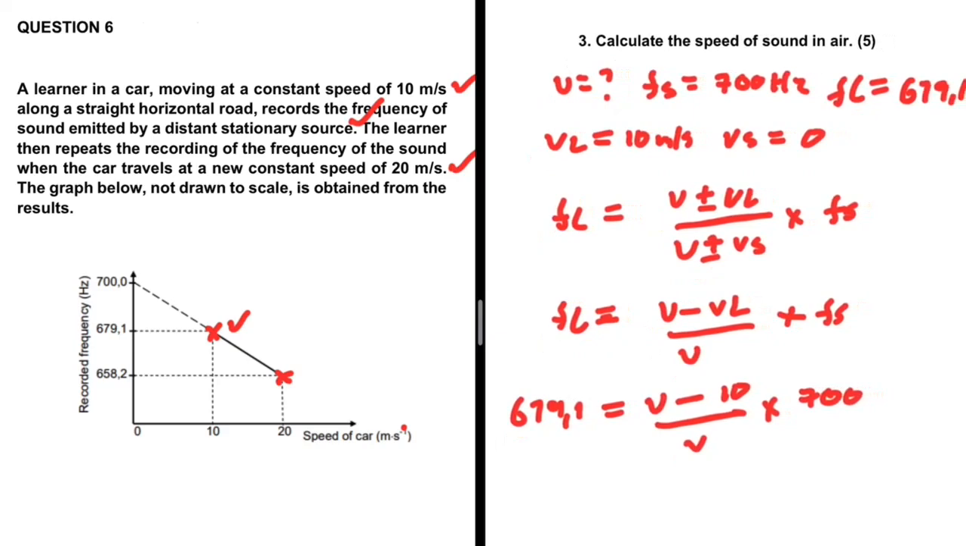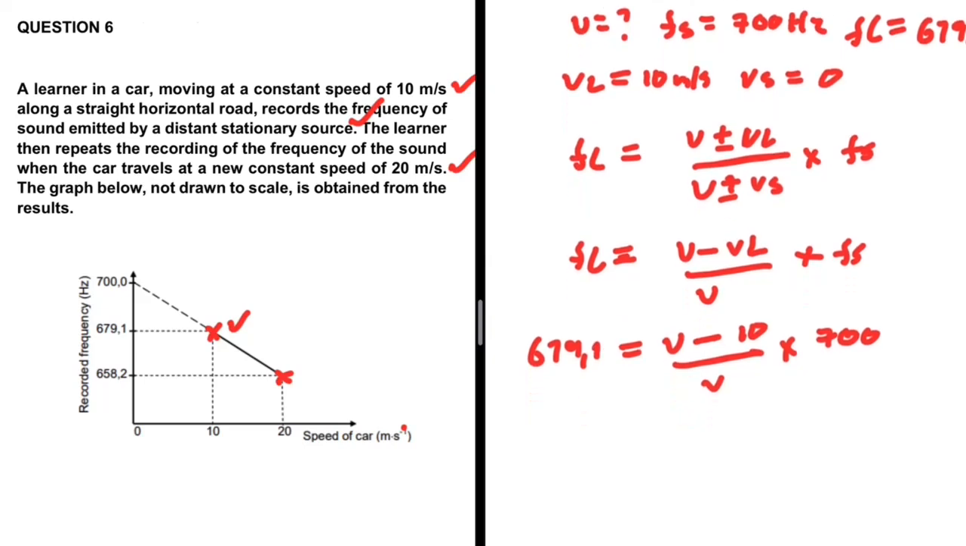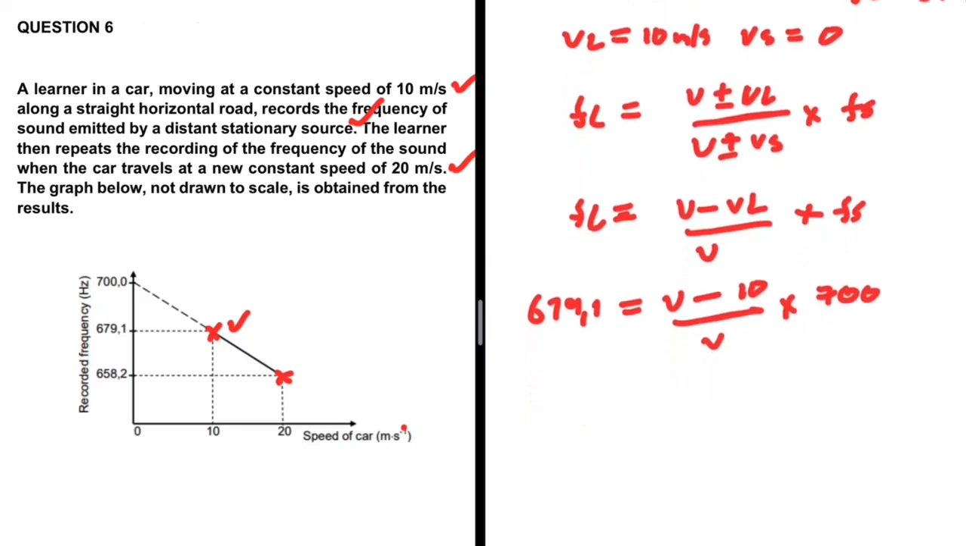Right now we're just solving for V. It now becomes a mathematical problem. Let's divide both sides by 700. If you divide on the right hand side by 700, 700 and 700 will cancel out. So we're going to have 679.1 divided by 700 being equal to V minus 10 divided by V.